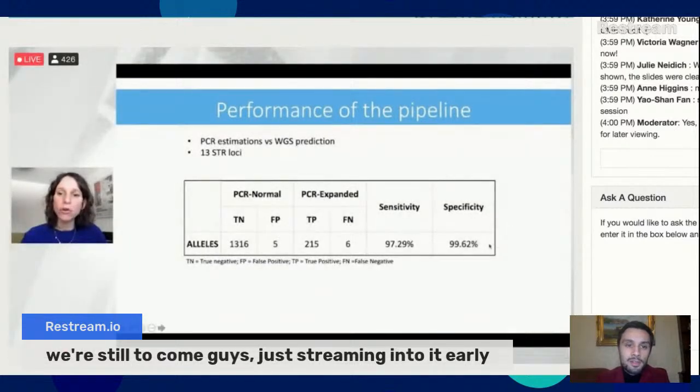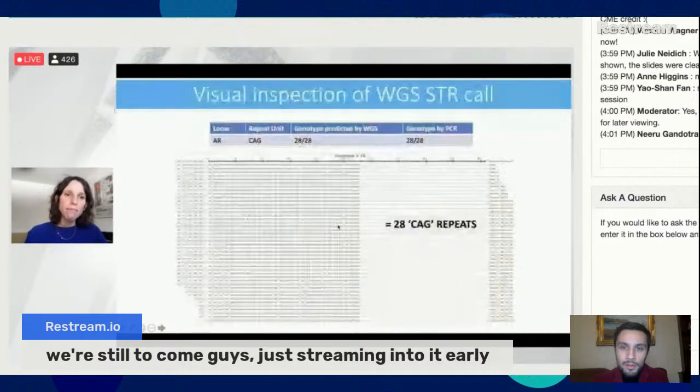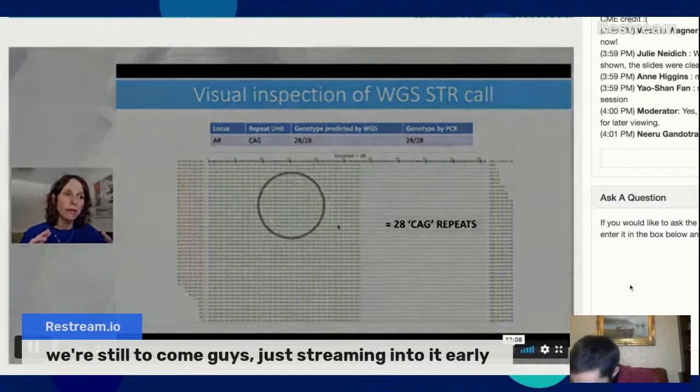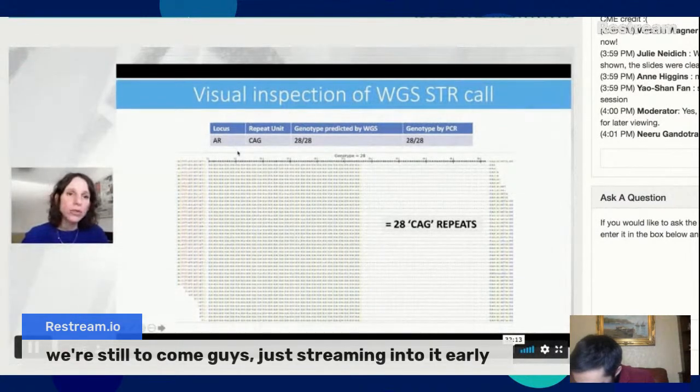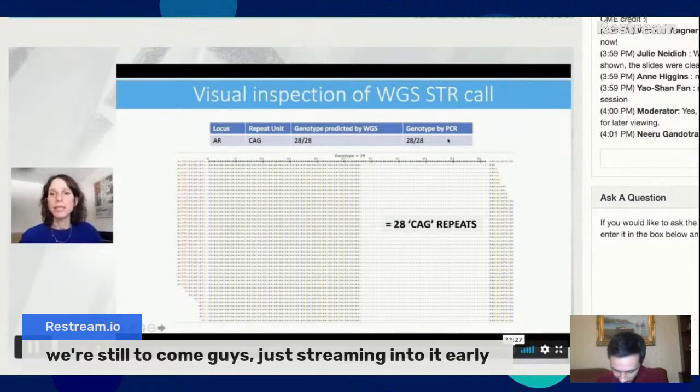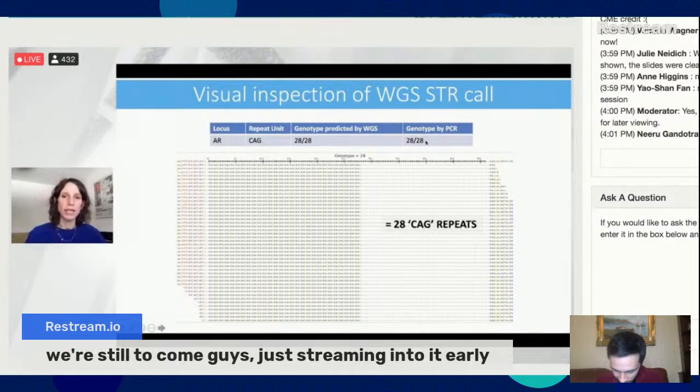97% and a specificity of over 99%. We went on to investigate false positives and false negatives by visually inspecting the reads that were used by the software to estimate repeat size across all the performance data set. This is an example of an STR in the androgen receptor locus. The genotype predicted by WGS was 28 and 28, and by PCR is 28 and 28 again.